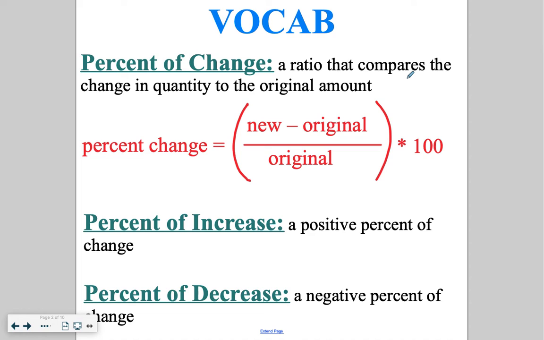Our formula here for percent of change is: percent of change is equal to the new thing, so whatever we end up with, minus the original thing. That's our numerator, that's our difference. Dividing by the original, that's how we compare it to the original. That's going to give you some sort of a decimal, and then you're going to multiply that by 100 to turn it into a percent.